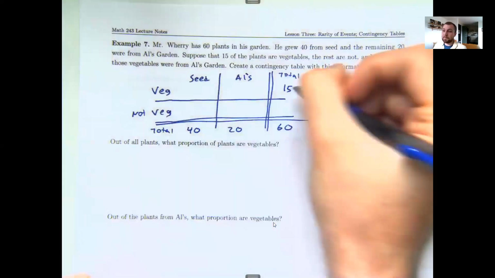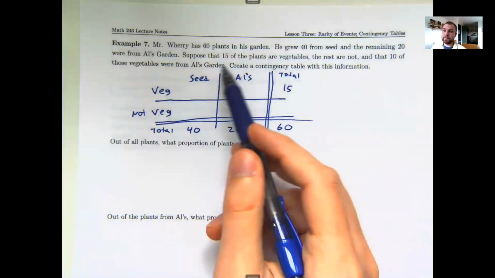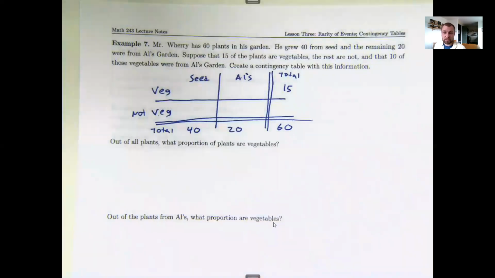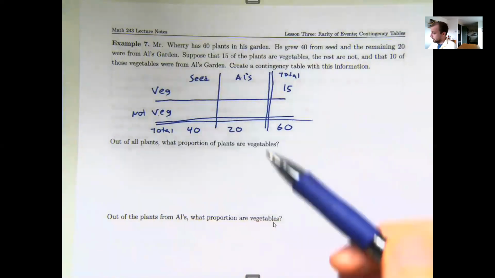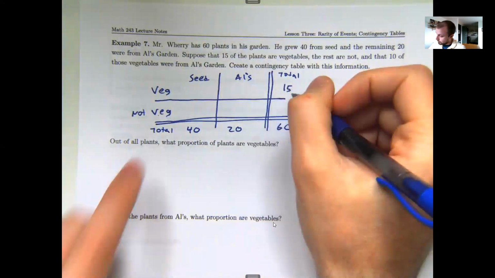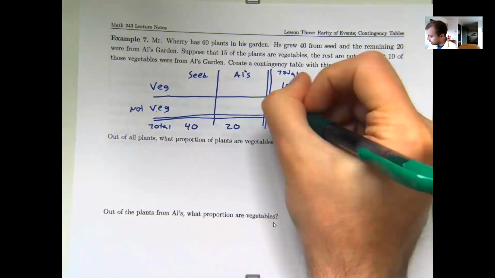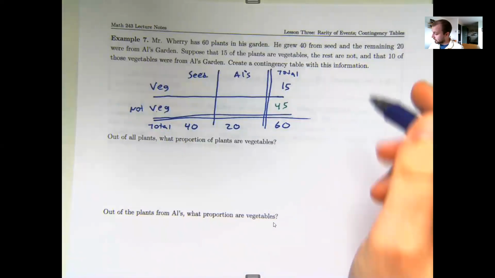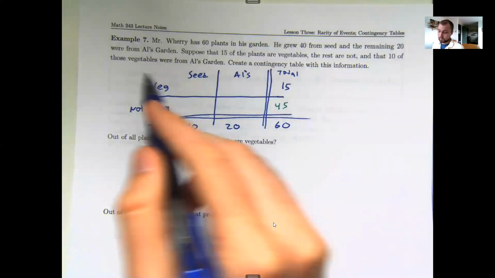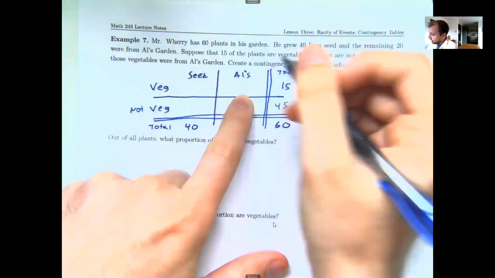15 of the plants in total are vegetables. You might have the same things, but as a mirror image. So you might have put seed and Al's and vegetable, non-vegetable, just switching your rows and columns. That's okay. You should still end up with the same final answers, just in a different order. If 15 are vegetables, that tells me the rest, being 45 of these things, are not vegetables. Suppose that 10 of the vegetables were from Al's. So vegetables meets Al's is 10.